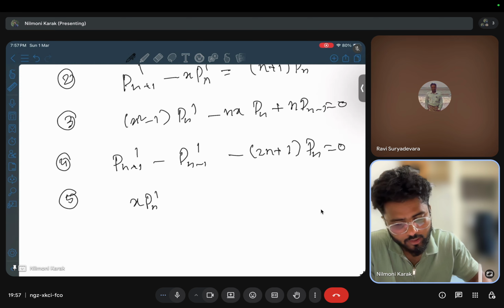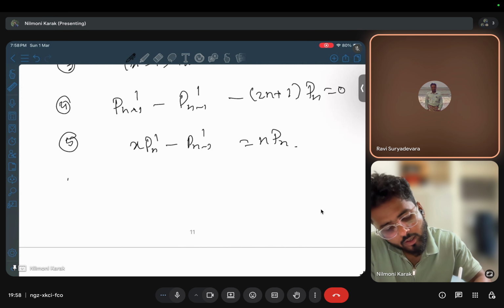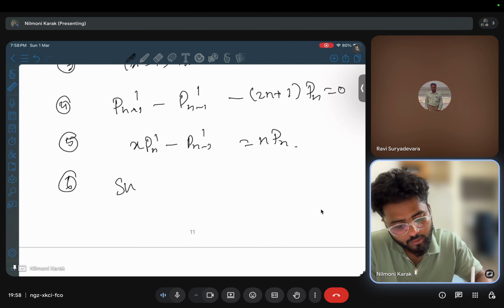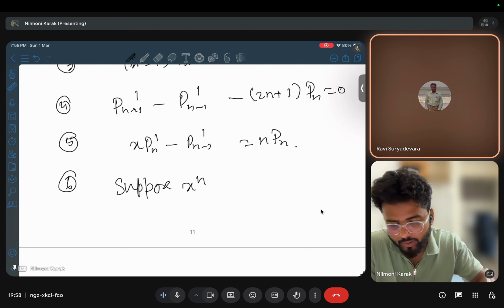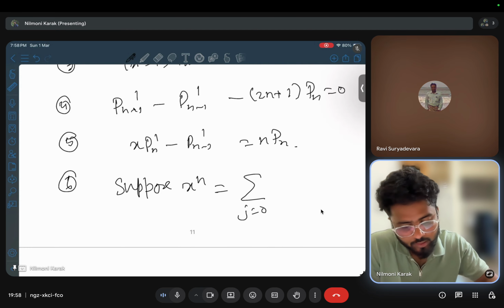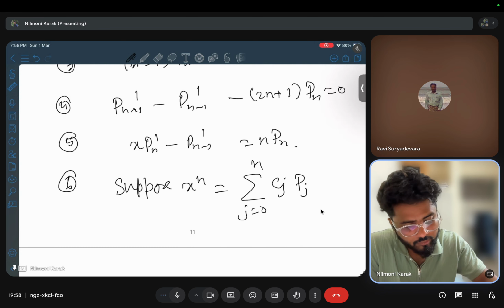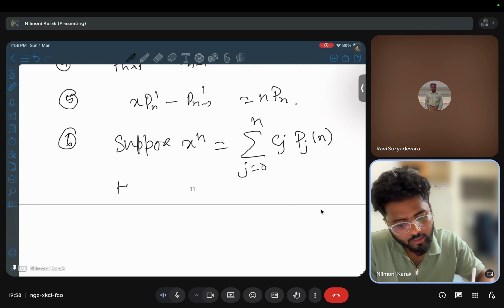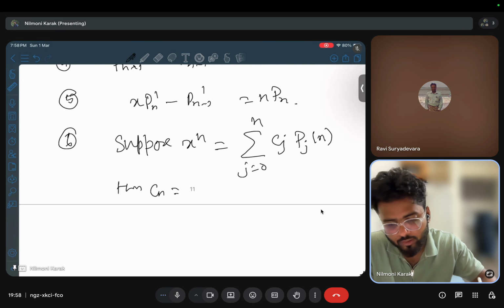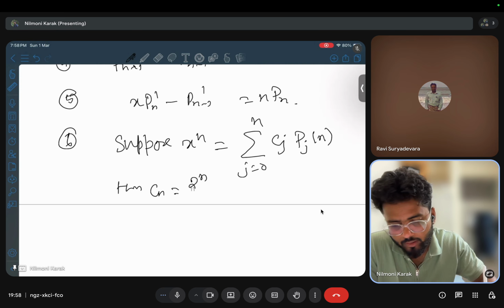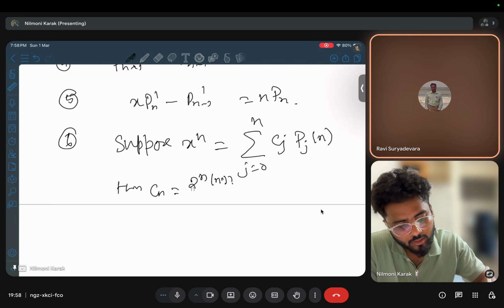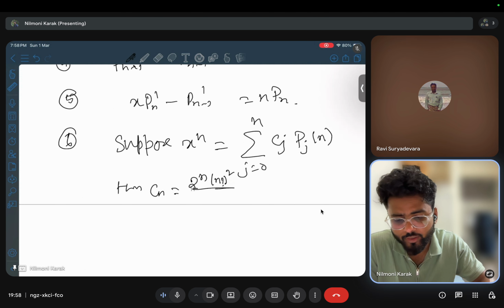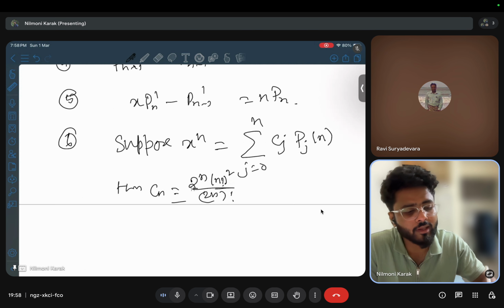And x P_n dash minus P_{n-1} dash equals n P_n. And finally, suppose x to the power n equals the sum of c_j P_j(x), then c_n is 2 to the power n, n factorial. That is what we have already done. So this is basically the leading term.